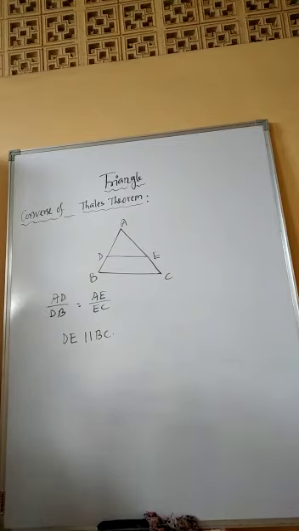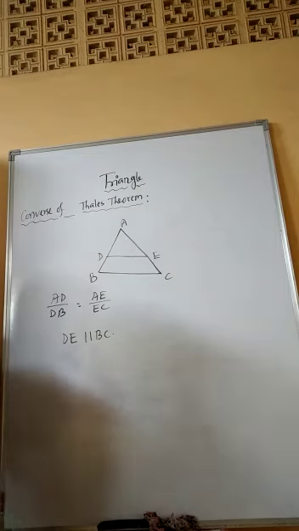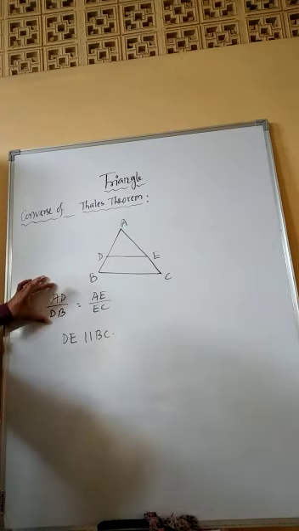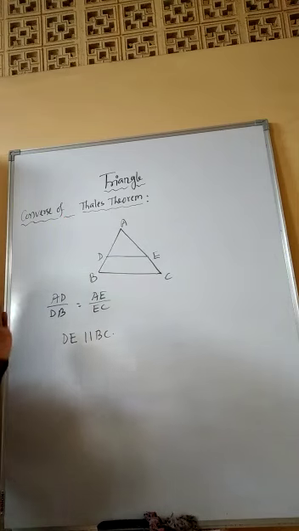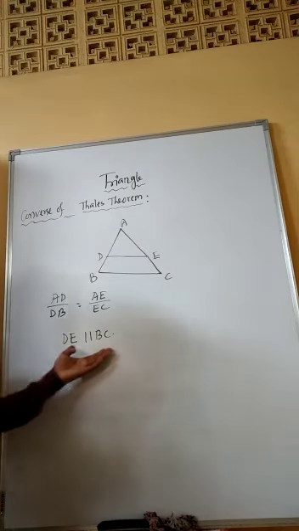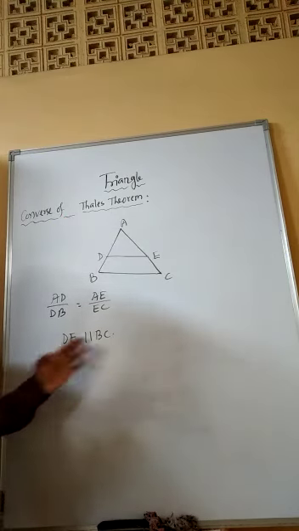Just remember the importance of this converse of Thales' theorem. When we are going to prove that two lines are parallel, you should think whether you can apply this converse of Thales' theorem or not. To apply that theorem, what is your requirement? Are these ratios equal or not? If the ratios are equal, then you can write this one.